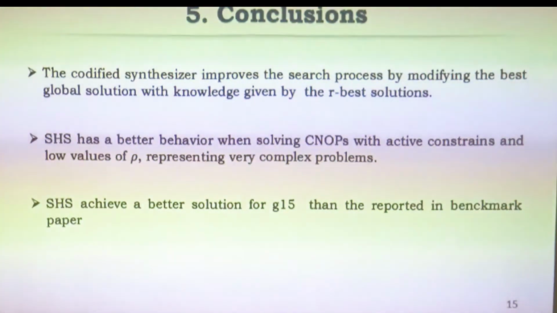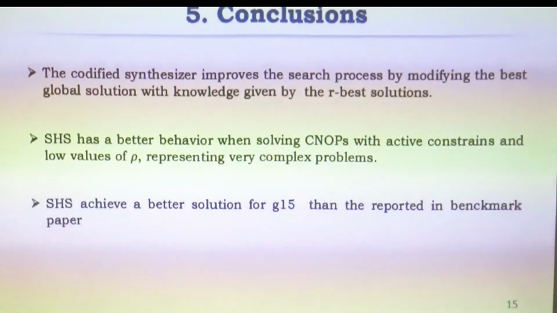As a conclusion, the codified synthesis approach guides the search process by modifying the best global solution with the knowledge given by the R-based solution. SH has a better behavior when solving scenarios with active constraints and low ratio values. This represents, as I mentioned before, very complex problems like real engineering problems. And as I mentioned, SH achieved a better solution for problem 15 than the one reported in the benchmark.